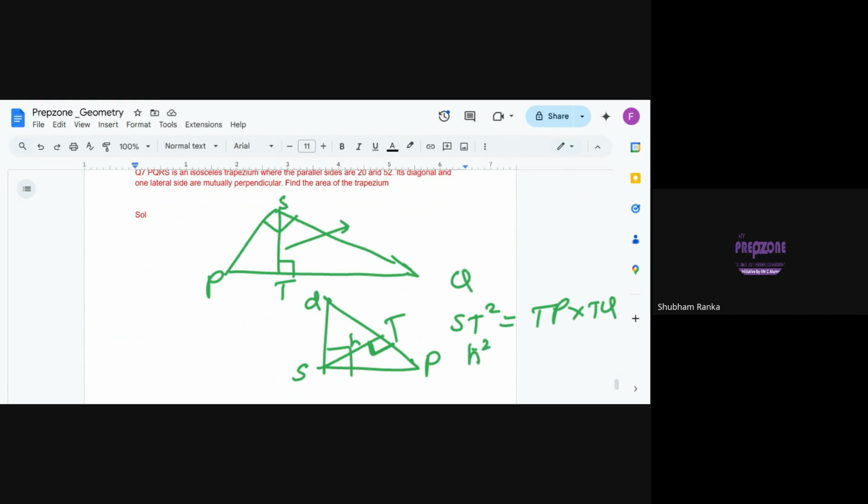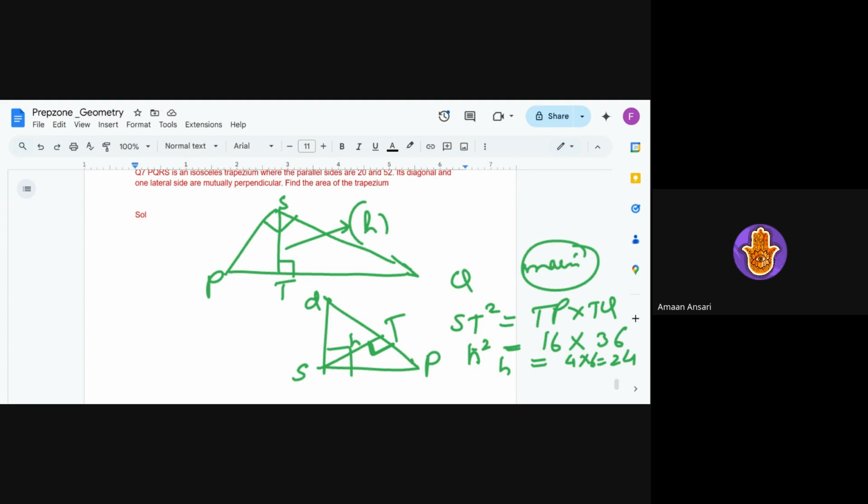So h, let's call, ये तो height ही है ना, इसको मैं h मान रहा हूँ। This is nothing but TP into TQ. If you go back to your figure, you will see that TP is 16 and TQ is not 16 but it is 36. That will give you h square is this much. तो इसका स्क्वायर रूट जब लोगे तो h आ जाएगा, तो 4 into 6 आ जाएगा h, 24. This is the main part of this question.